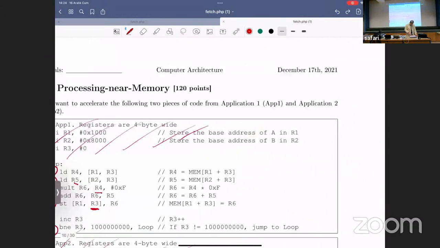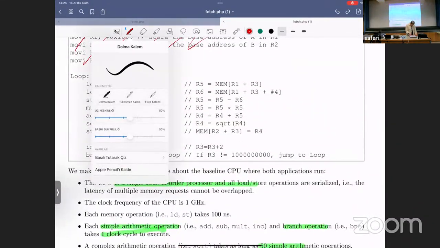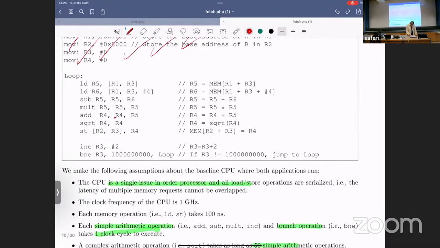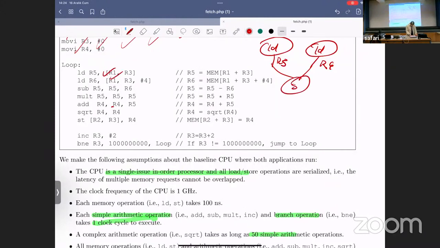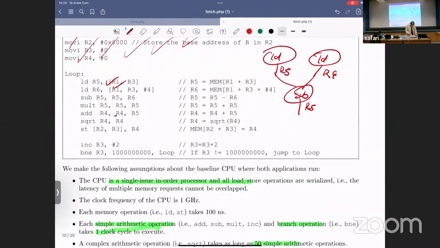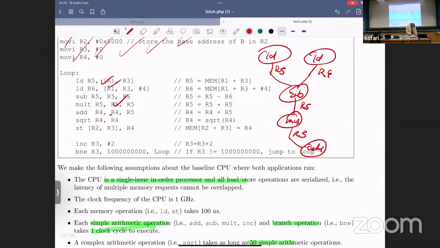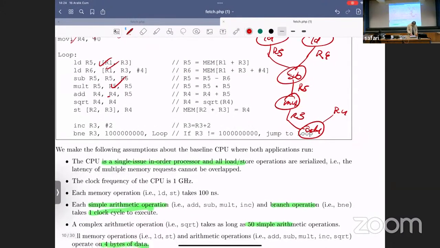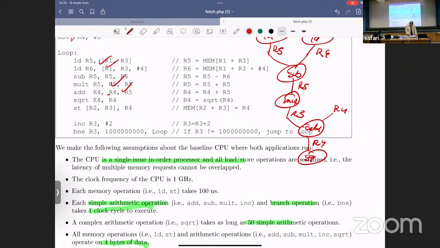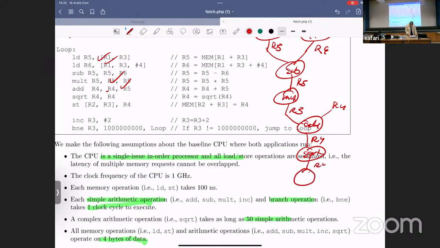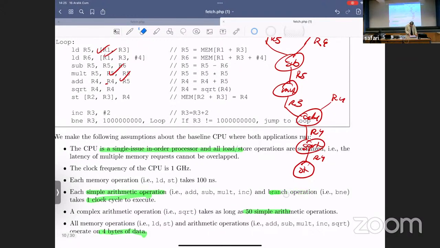And then the next one is pretty much the same. You do the first load, then you produce R5. In the second load, you produce R6. And then you do a subtraction, then you produce R5. And then a mult operation, also R5. And then addition, which needs R4 from before. Then this produces R4, then you do a square operation, then the store. Finally, int and branch.